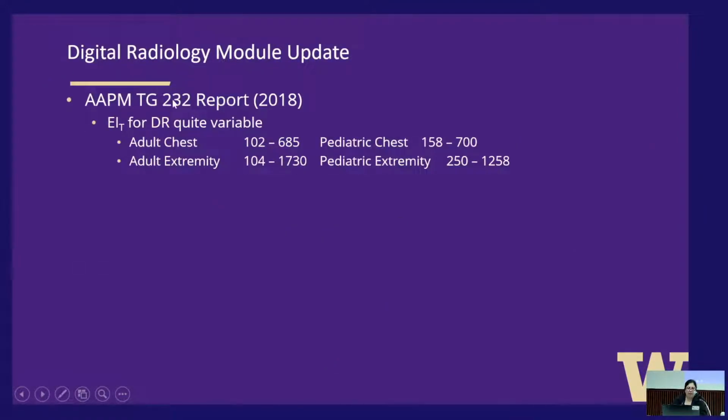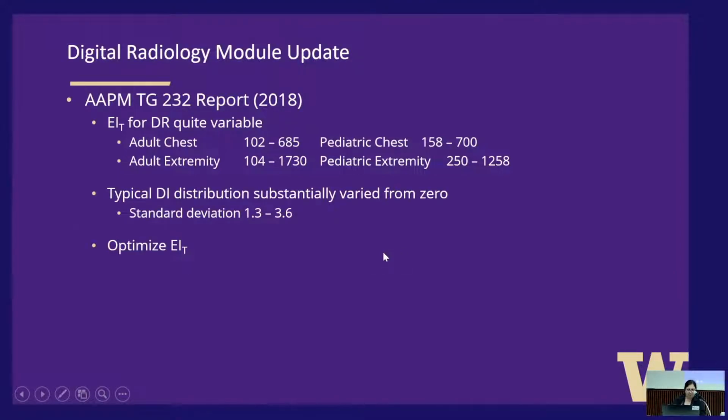So again, looking back at the AAPM Task Group 232 report, which came out in 2018, they found that there was a big variability in the exposure index for adults. You can see the large numbers here across the country, and I don't know the details, but this is what they found. The deviation index also substantially varied from 0. So what they are trying to see is there is a need to optimize exposure index. And by participating in a registry, coming up with data, you'll kind of see where you are with respect to other facilities and maybe do some more optimization.